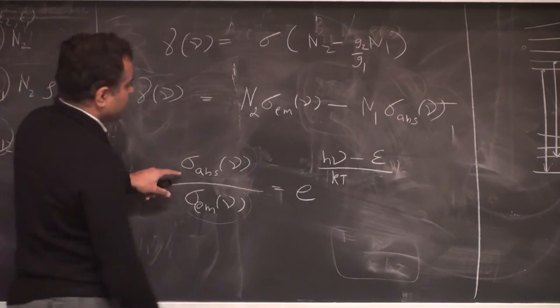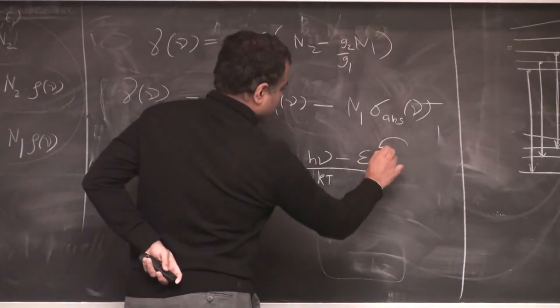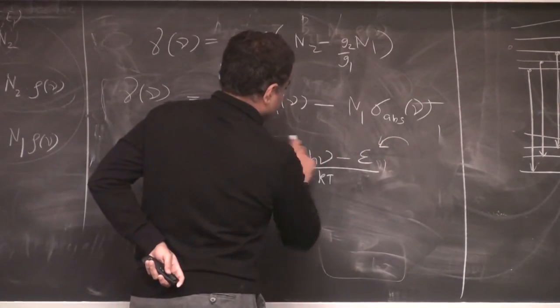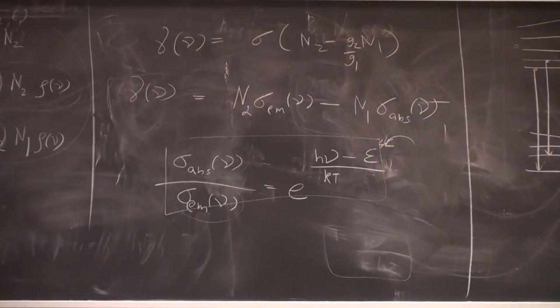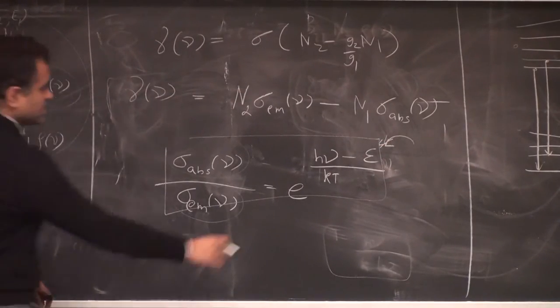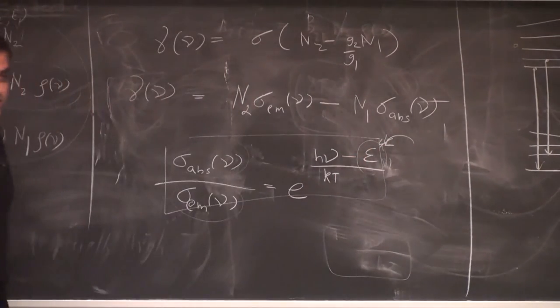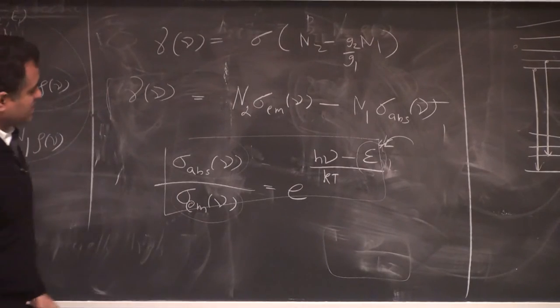So the only chance you have for the material to emit light is if you actually excite it, if you pull it out of equilibrium, and this is the non-equilibrium parameter. We're going to derive this in great detail in the next class. Okay.